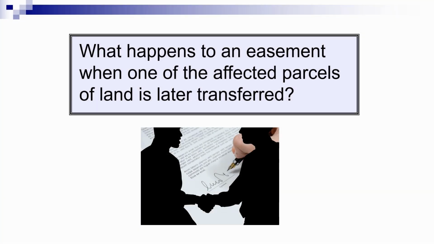Well, that wraps up our basic discussion of the creation of express easements by grant or by reservation. We're going to take a little side trip now, and before we cover the other ways of creating easements, we're going to ask ourselves this question. What happens to an easement if one of the affected parcels of land, either the dominant or the servient land, is later transferred? Now, what we're going to cover here really applies to all four of the ways of creating easements.